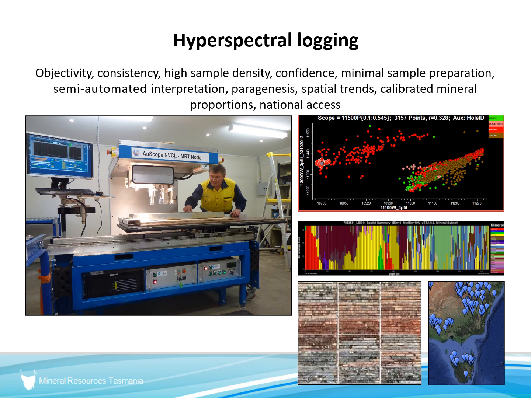All right, there's a quick rush through some applications of hyperspectral logging for part 2. Just emphasising again that HyLogging is objective, consistent. We've got that incredibly high oversampling, minimal sample preparation. That's semi-automated interpretation. And it gives us ideas of petrogenesis. We get lots of spatial trends. We can use it for calibrated mineral proportions, and there's national remote access digitally to all this data.